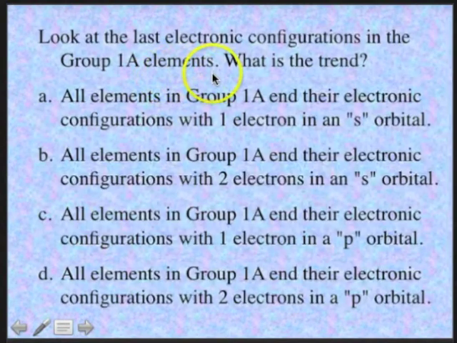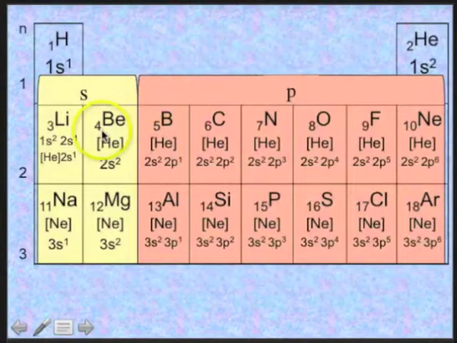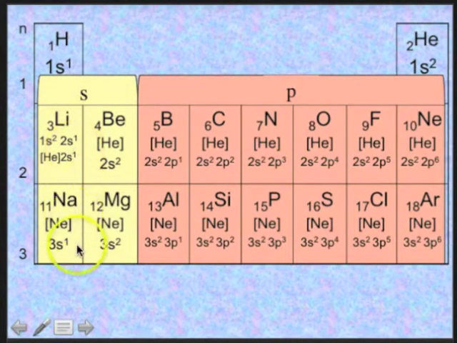Look at the last electronic configuration in group 1, if you would. Lithium ends with 2s1. Sodium ends with 3s1. Interesting. And they have similar chemical properties. You saw in the video how they fizzed when added to water to produce hydrogen gas. You saw that they're easily cut with a knife, etc.